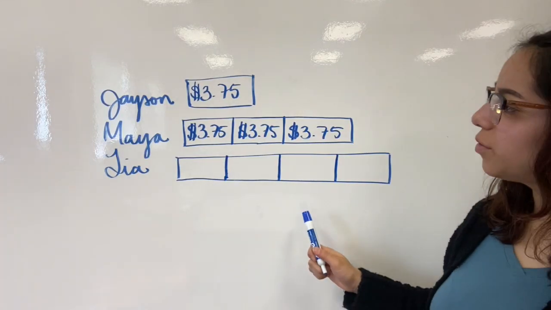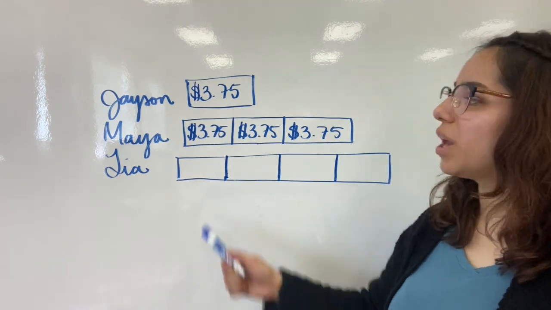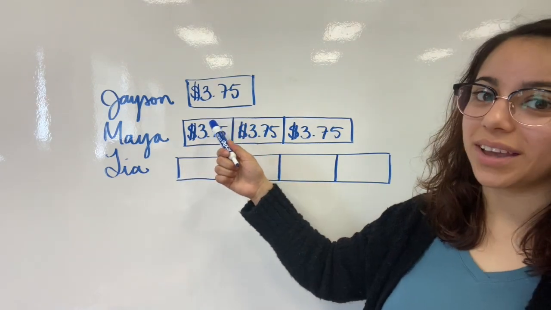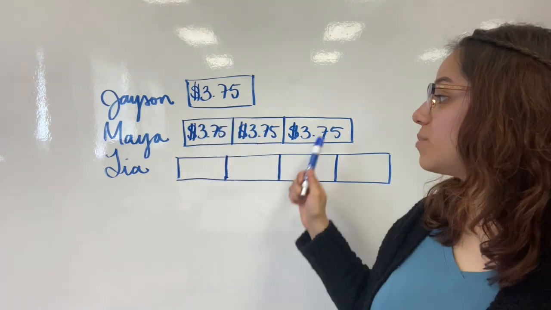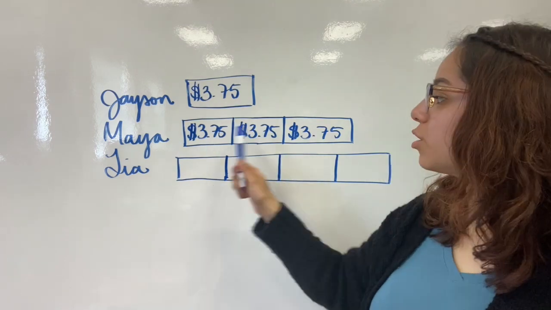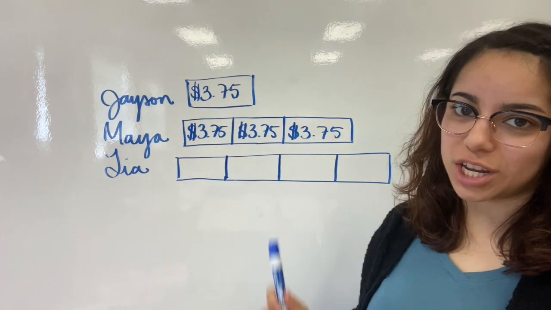Now, they have a graphic organizer there for us, but I'm going to show you a way to do it that, for me at least, is a lot easier. I'll show you the way that they're doing it, and then I'll show you my way. Okay, here I have kind of what you already have. We have Jason, who spent $3.75. We know Maya spent 3 times as much. That means we have 3 times more than Jason spent.